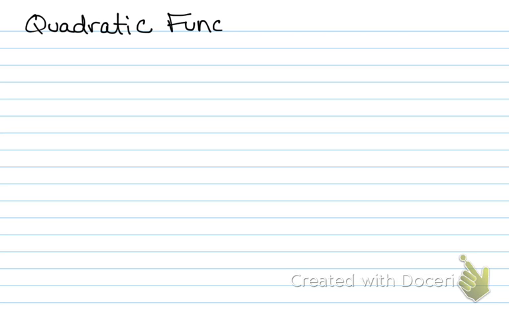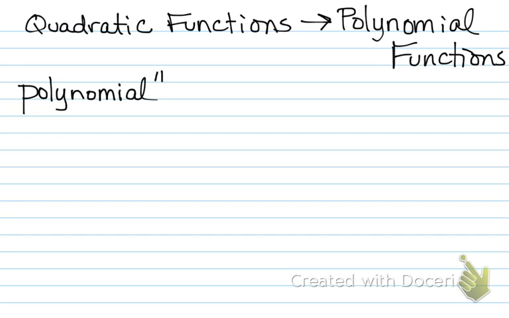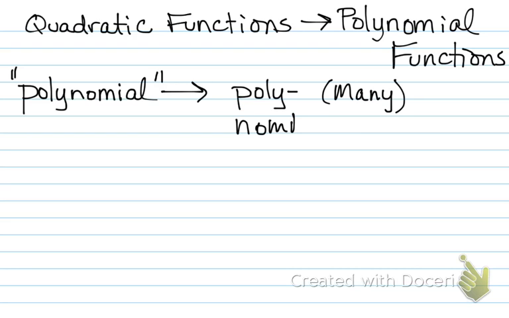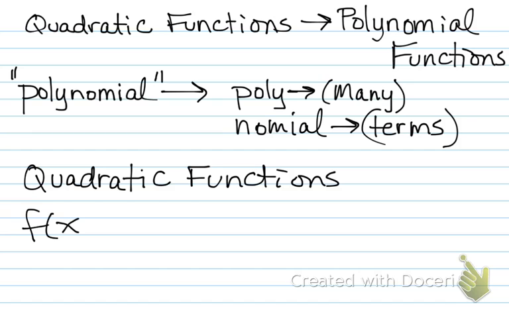We're going to look at graphing a quadratic function. First off, just a little bit of information about the term polynomial. The prefix poly means many. Nomial is the root word where terms come from. So a quadratic is a polynomial, meaning it has many terms.